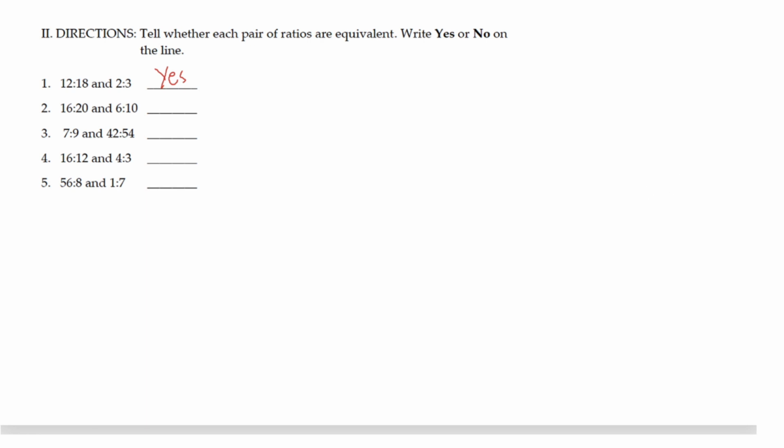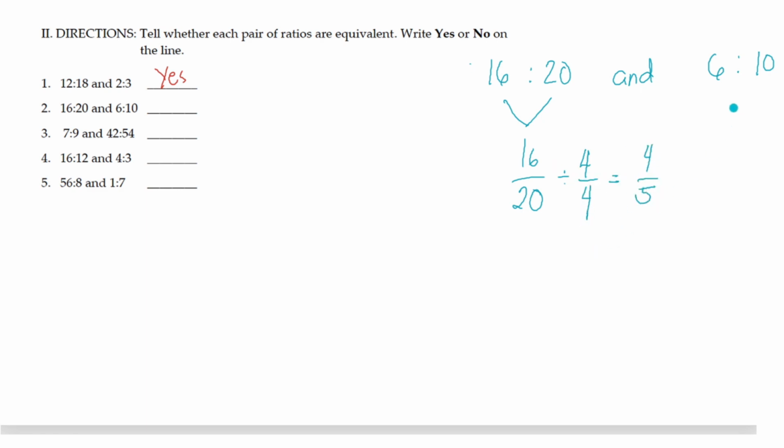Okay, very good. So, hindi sila equivalent ratio. Bakit kaya? So, hindi sila equivalent ratio because if we simplify 16 is to 20 and 6 is to 10, ito muna. So, 16 over 20. So, ang GCF natin dito is 4. So, we have 4/5 or 4 over 5. And then dito naman, we have 6 over 10.